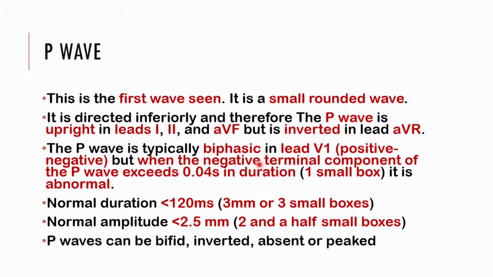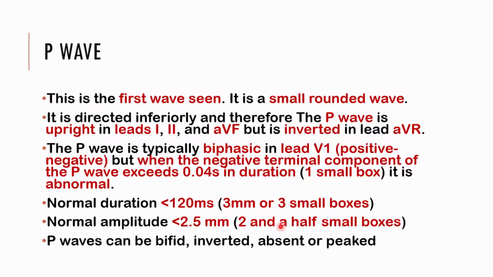So the normal duration of the P wave is that it's roughly less than 3 small boxes. Okay, I find it much easier to remember the boxes than to remember these numbers over here. So let's focus on the boxes. It should be less than 3 small boxes. Then the amplitude of the P wave should be at least less than 2.5 small squares. So it should be less than 2.5 small squares. If it's greater than this, then those P waves are peaked.